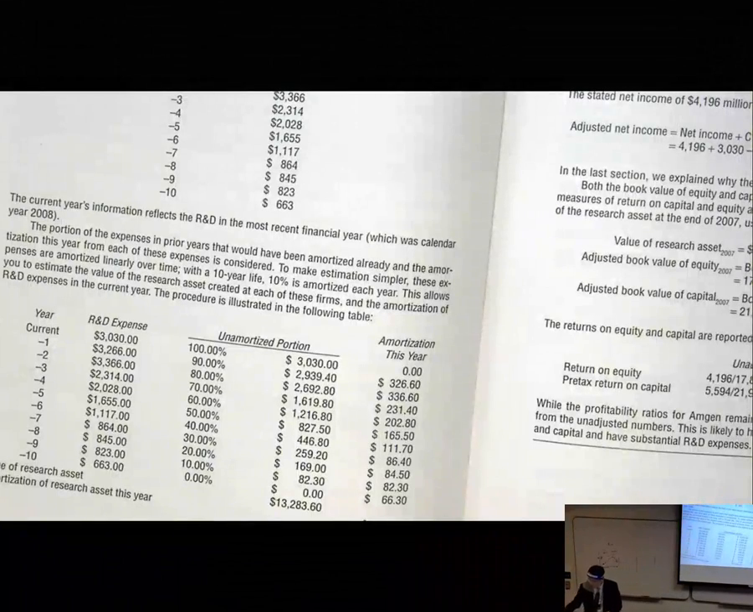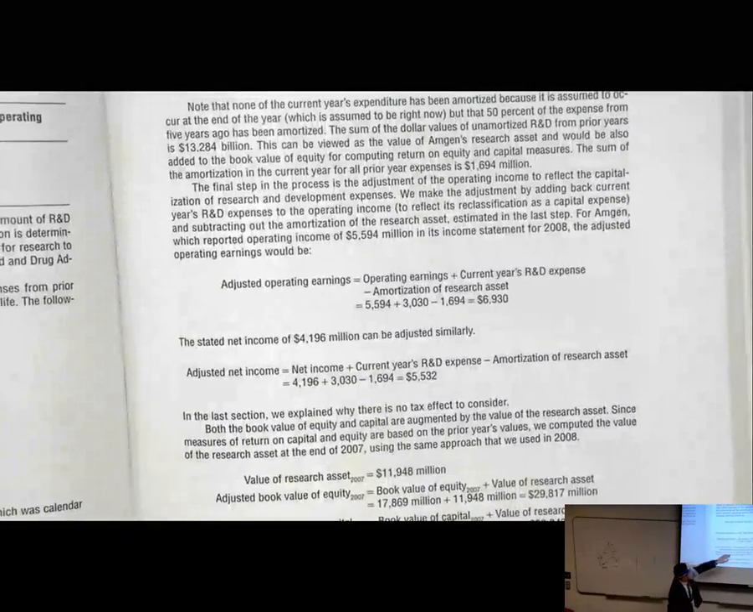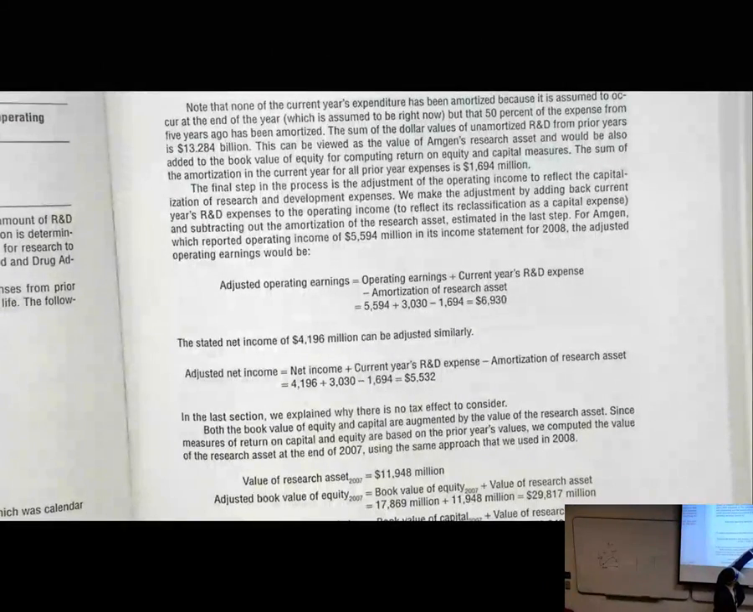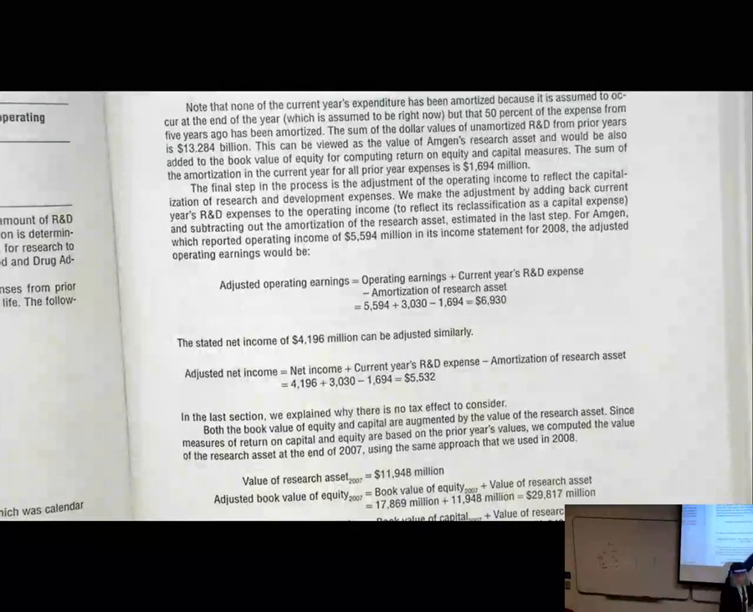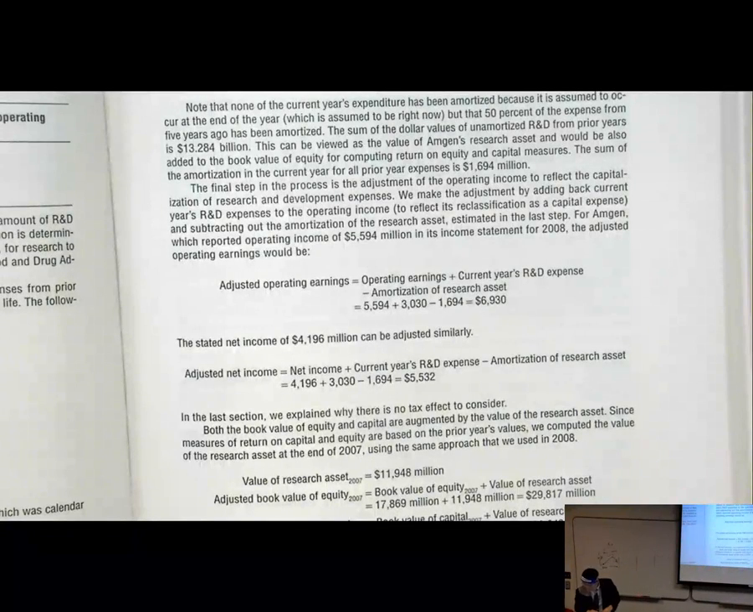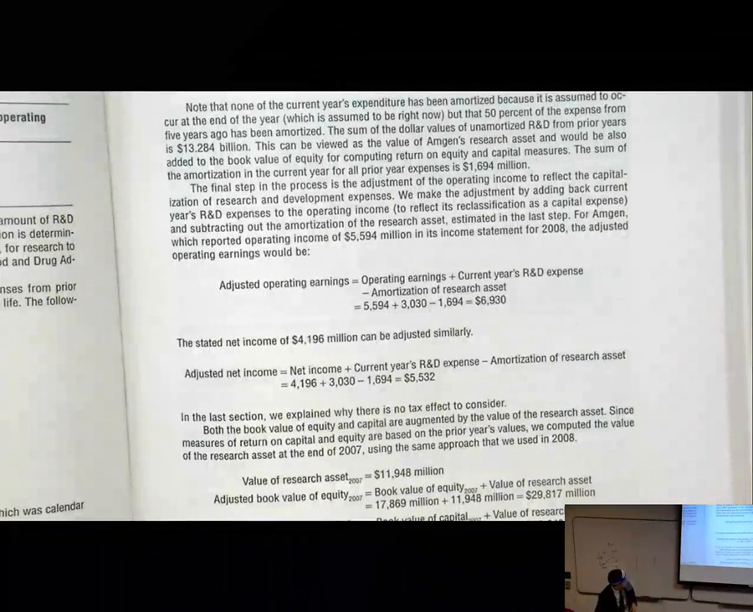And for the earnings, your operating income was 5.5 billion, right? And currently your R&D is 3 billion US dollars. You add that back. That's not expense, right? But you minus 1.69 billion. That is the amortization of that.